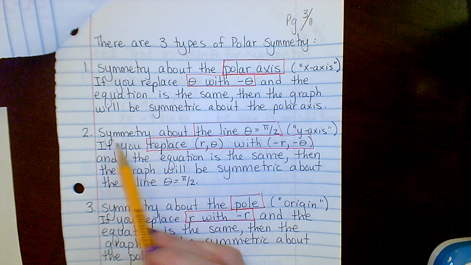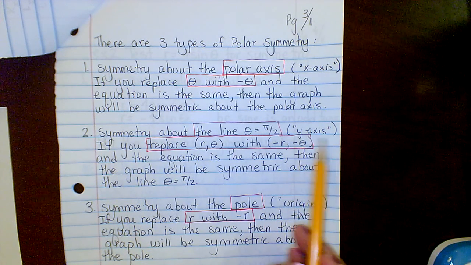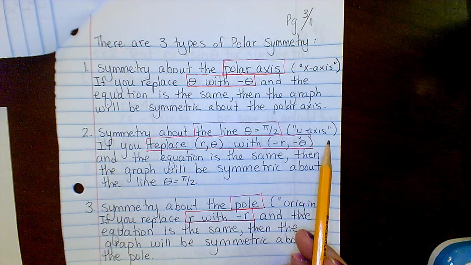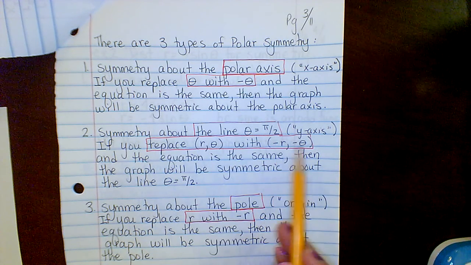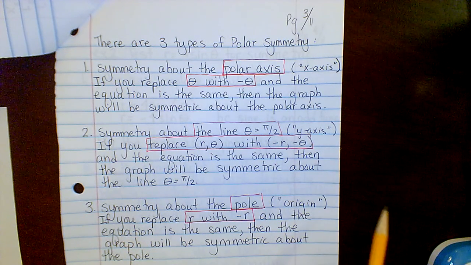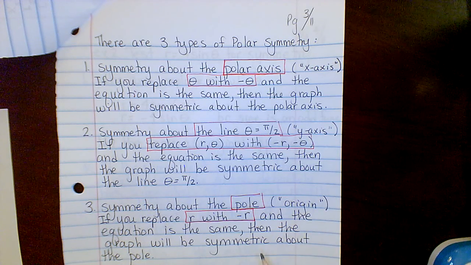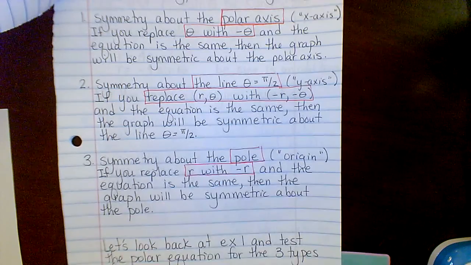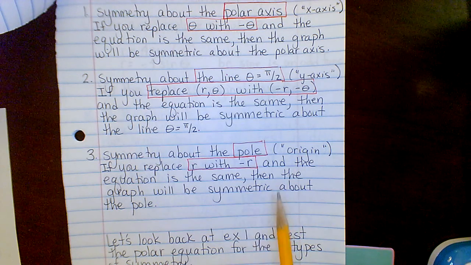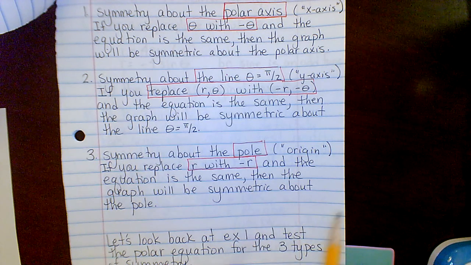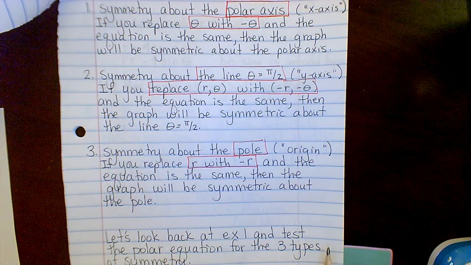The second type of symmetry is about the line theta equals pi over 2. That's what we think of as the y-axis. Here, if you replace r and theta with negative r and negative theta, and the equation's the same, then you've got that symmetry. Lastly, we have symmetry about the pole, or the origin. If you replace r with negative r and the equation's the same, then you get that symmetry about the pole.